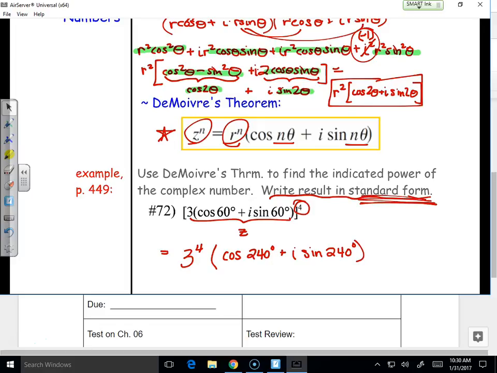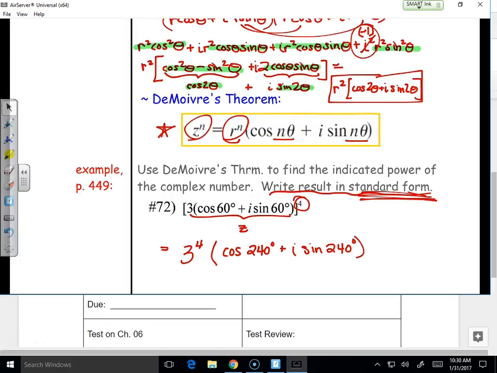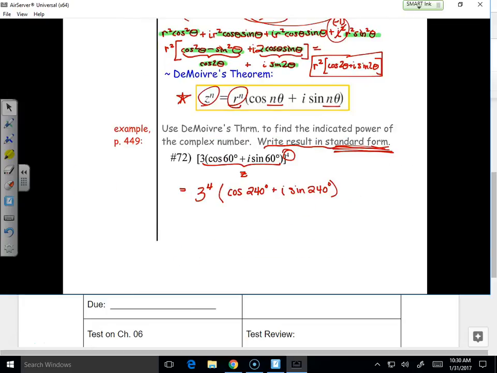Okay, so this is one where we are going to distribute. It says standard form, which means we want to end in something that looks like a plus bi. We don't want to keep those nasty signs. 3 to the 4th is 81, so it's 9 times 9. We're going to have 81 times cosine of 240 plus 81 times sine of 240 times i.